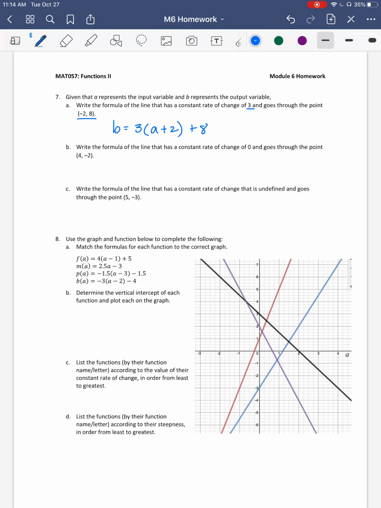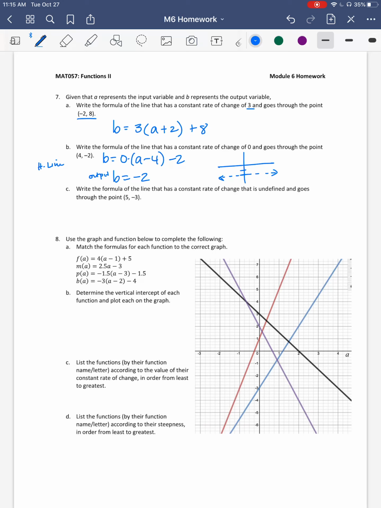Part B says write the formula of the line that has a constant rate of change of 0 and goes through the point 4, -2. So I could start off by writing the same way I just did on A, but then 0 times any number is just 0. So essentially this is going to just simplify. So B equals -2. Really, this graph is a horizontal line, right, at an output of -2. So we're saying that the output is always equal to -2.